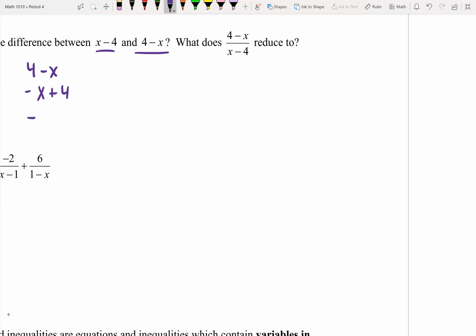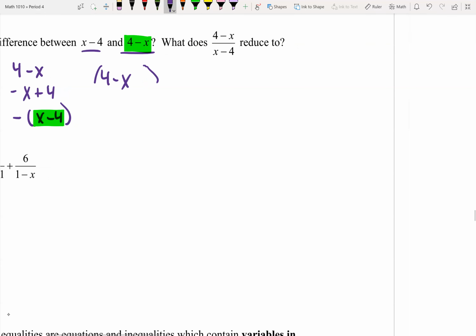Well, let's just factor out a negative. If you factor out a negative, it changes both of those signs and you have x minus 4. So 4 minus x is x minus 4. Finish my sentence. Multiplied by a negative. Yeah, let's write that down. So I'm going to say 4 minus x, let's put that in parentheses just so we don't get confused, is x minus 4 in parentheses multiplied by a negative.